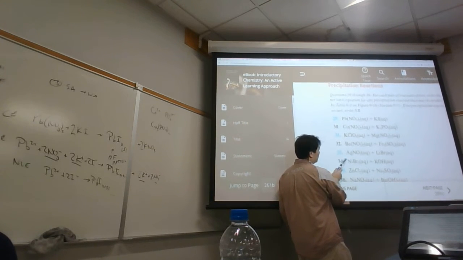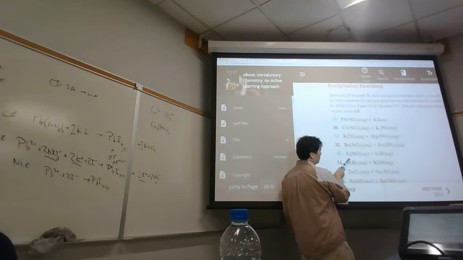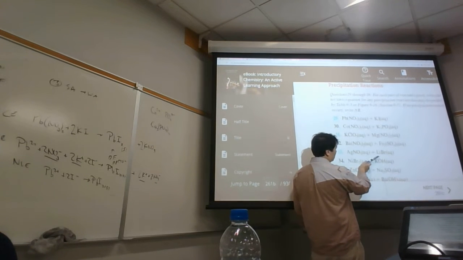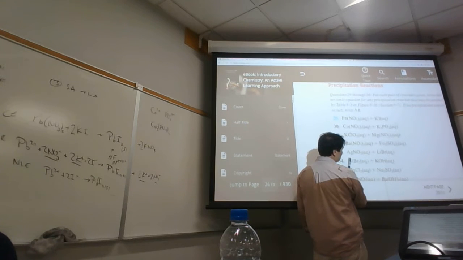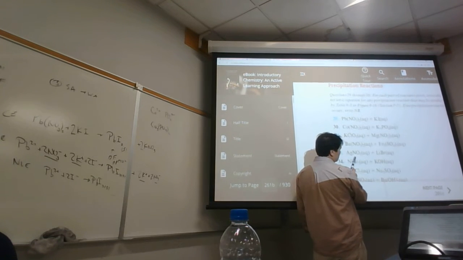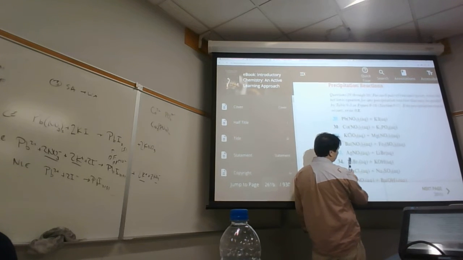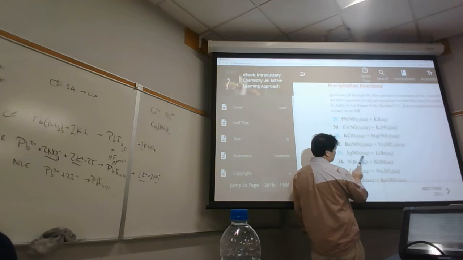How about 33? What's this called? Silver nitrate and lithium bromide. And not all nitrate salts are soluble. Lithium salts are soluble, so those are both aqueous. That's fine. And we're going to produce silver bromide.